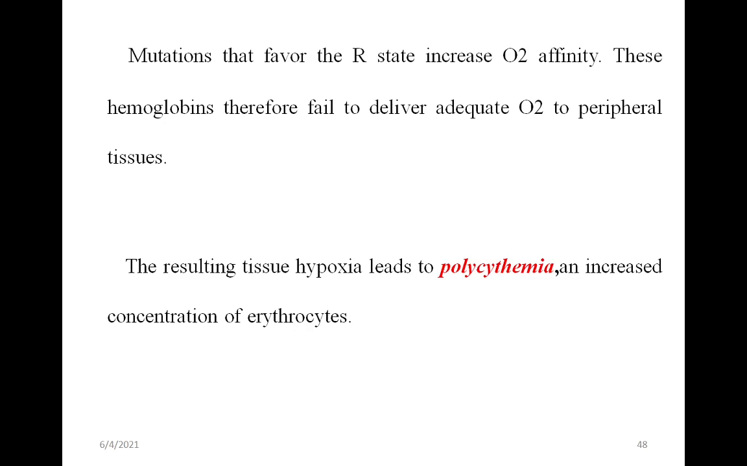The resulting tissue hypoxia leads to polycythemia. As a response to hypoxia, there will be excessive proliferation of the RBC. Erythrocytosis will be increased, as a feedback response to the hypoxia. So there will be increased concentration of erythrocytes. In the methemoglobin person, the RBC count is usually high.